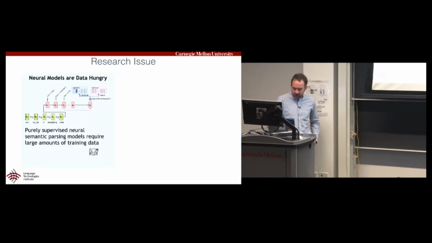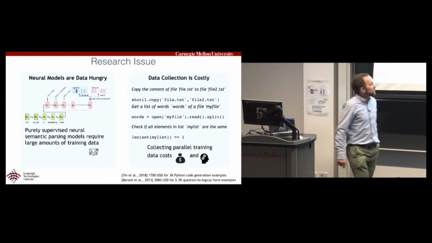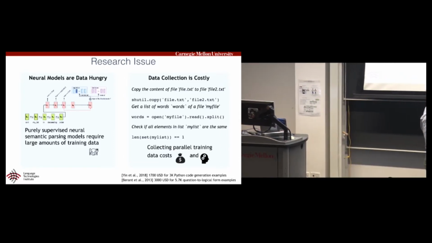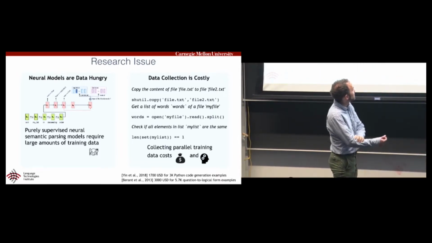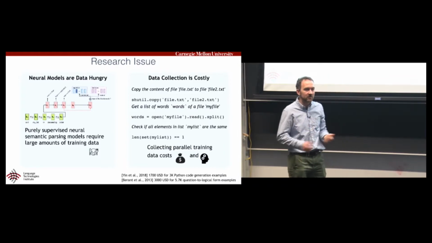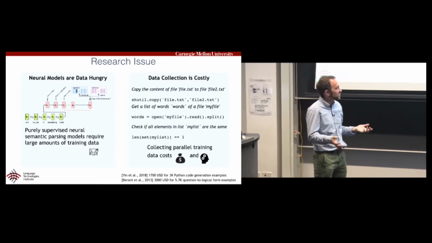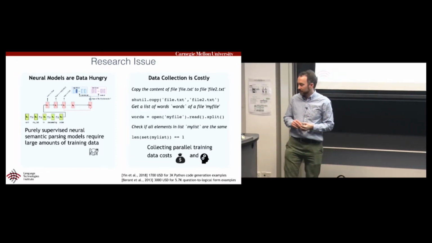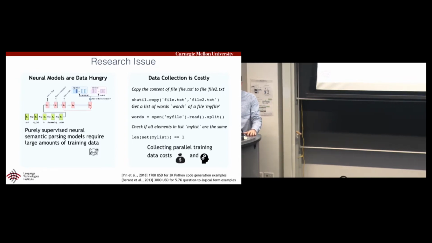So the research issue here is that neural models are data hungry, but the data sets that we have for these tasks are actually relatively small. For example, we created a data set with 3,000 Python snippets and the corresponding explanations from Stack Overflow, and this cost us about $1,700 to create. And let's say you wanted to apply it to a new domain or a particular company's code base, you would have to create more data, and this would be onerous, I guess.